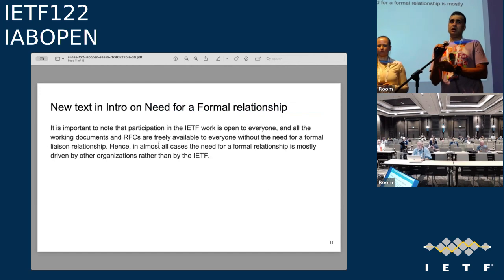One thing that comes up a lot is that the IETF doesn't require a liaison relationship in almost all cases. All the documents we do are open. Anybody is free to participate in the process, just sign up on the list and do something or participate remotely. Most of the time we create a liaison relationship when it's needed, mostly from the other organization. Next slide.